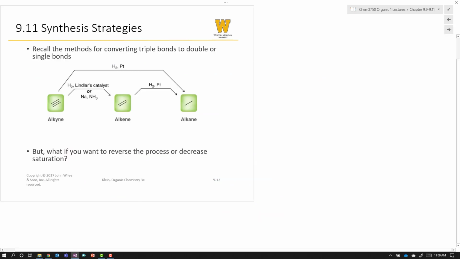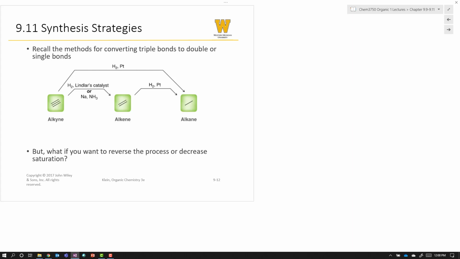Okay, so it's 9.10. Looking at 9.11, this is where we're applying our synthetic strategies. We have all of these tools in our tool belt in order to do these different types of transformations. This chapter particularly wants you to recognize that there's a lot of ways to convert between alkyne, alkene, alkane, but what about the reverse process?